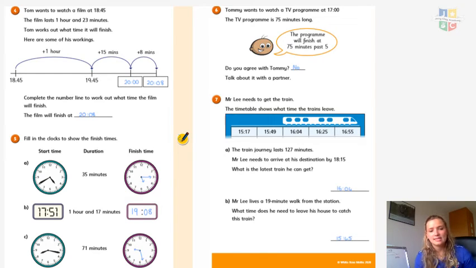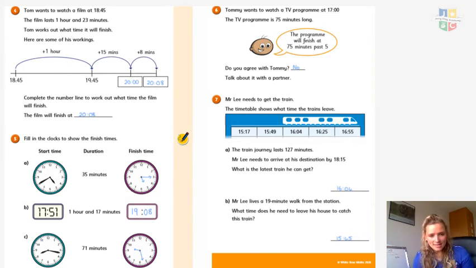For part B, 17:51, we first are going to add an hour, which would take us to 18:51. Then if you added 9 minutes, it would take us up to 19, and then I could add the remaining 8 minutes, which would take me to 8 minutes past 7, which is 19:08. But remember, you must put in the 0, there must be 2 numbers after the colon.